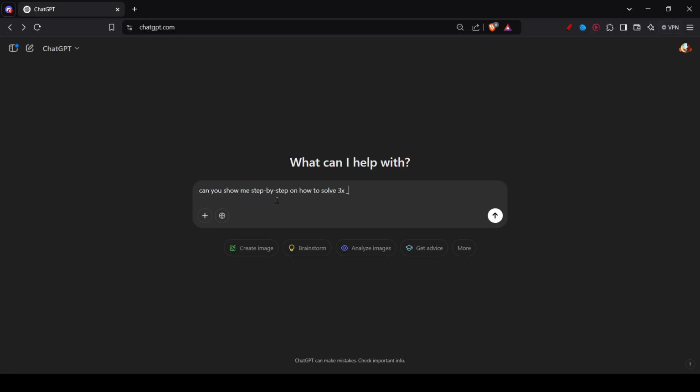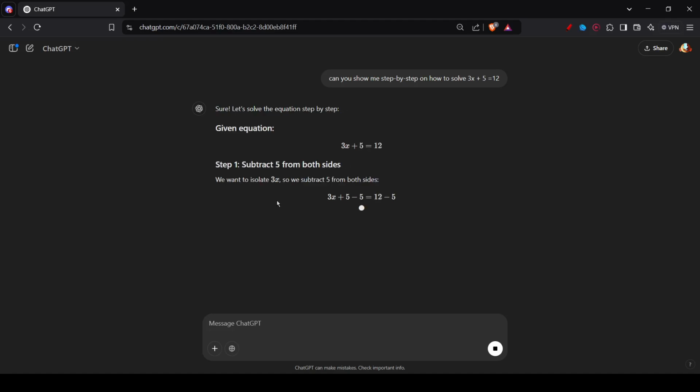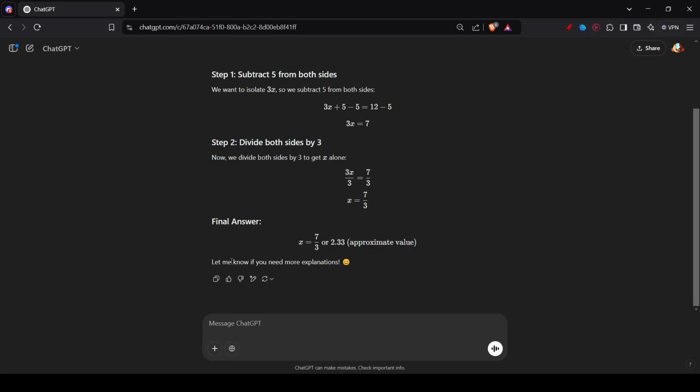3x plus 5 equals 13, equals 12, right? And it gives you the steps. It also gives you some explanation regarding why the steps were taken, and it gives you the final answer. There we go. Step by step process done.